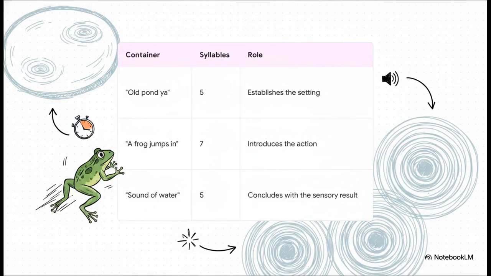Let's break it down. Container 1, old pond, 5 syllables. Bam, it sets the stage. It gives you this feeling of silence, of something ancient.